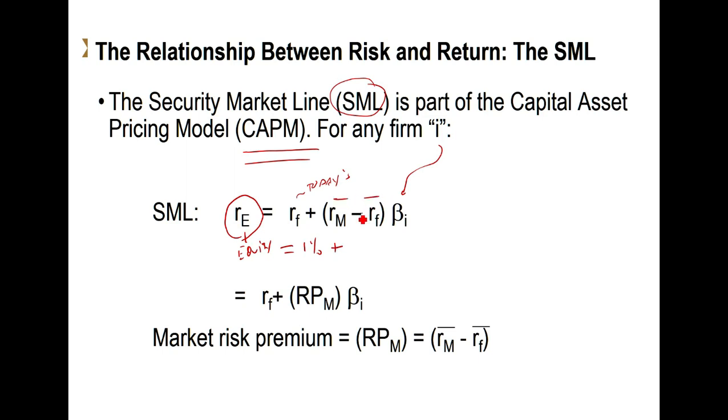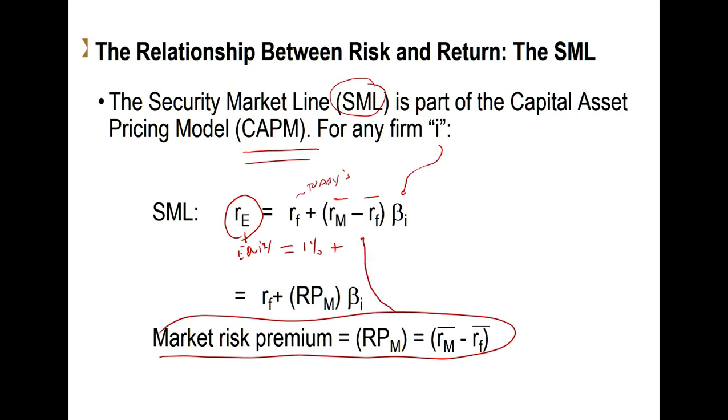Plus what is this in parentheses? The difference between the market return on average and the risk-free rate on average. Remember that we called it the market risk premium. This is what this is. In my example, remember that was 10%. That is going to be multiplied times the beta for your company, the beta for your company or your investment.